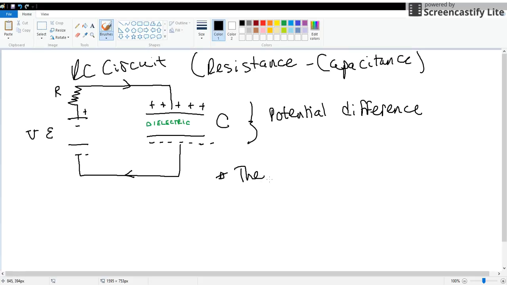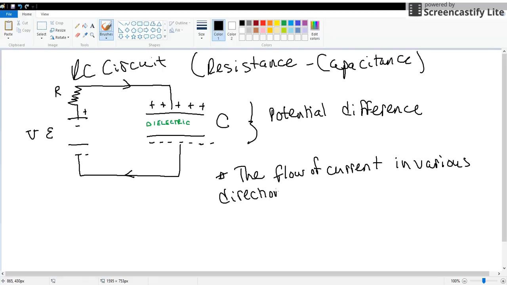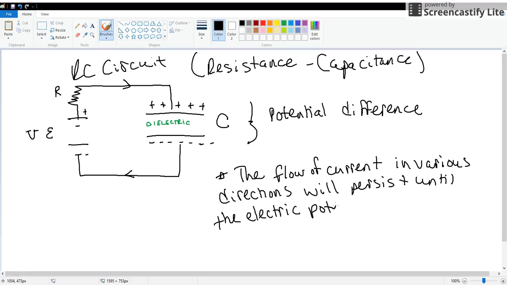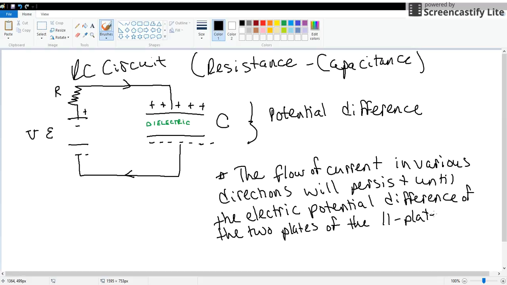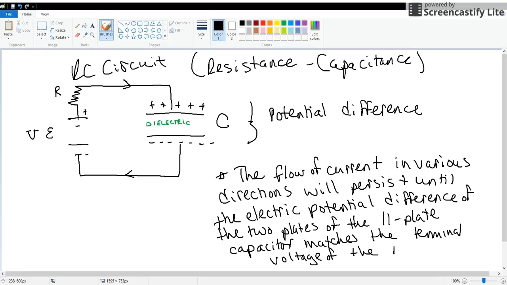So we could write the flow of current in various directions will persist until the electric potential difference of the two plates of the parallel plate capacitor matches the terminal voltage of either the battery or the voltage source.